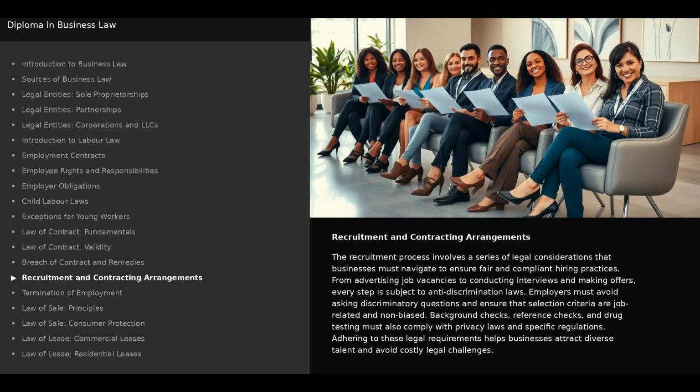Recruitment and contracting arrangements. The recruitment process involves a series of legal considerations that businesses must navigate to ensure fair and compliant hiring practices. From advertising job vacancies to conducting interviews and making offers, every step is subject to anti-discrimination laws. Employers must avoid asking discriminatory questions and ensure that selection criteria are job-related and non-biased. Background checks, reference checks, and drug testing must also comply with privacy laws and specific regulations. Adhering to these legal requirements helps businesses attract diverse talent and avoid costly legal challenges.